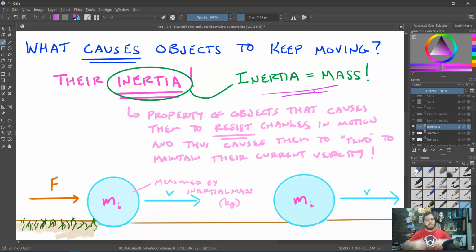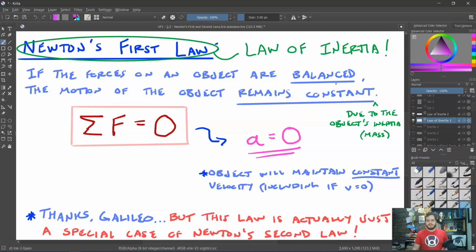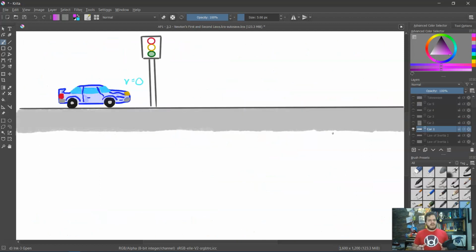It's mass. It's an inertial mass. So going back to Newton's first law of motion, this law often goes by a different name. That is often just called the law of inertia, which says that if the forces on an object are balanced, there's no net force, the motion of an object remains constant due to the object's inertia. That is why it keeps on with its current state of motion, because the inertia resists any change. It resists that acceleration. This is a concept that you're way more familiar with than you may actually realize.